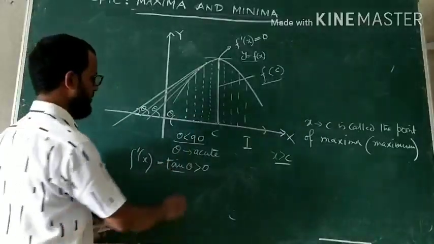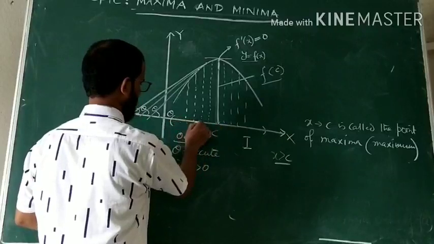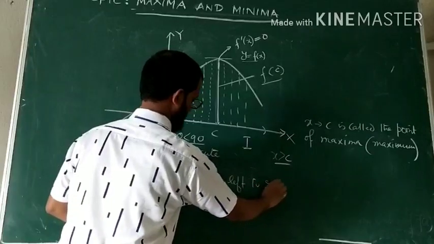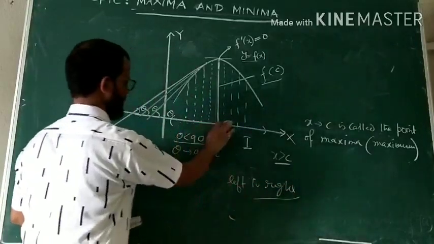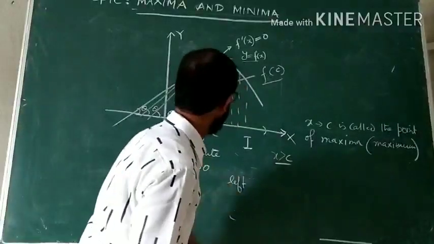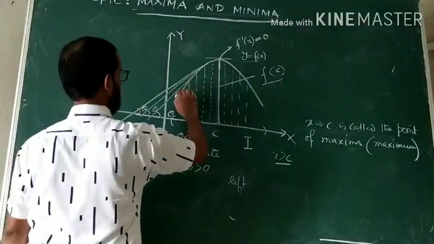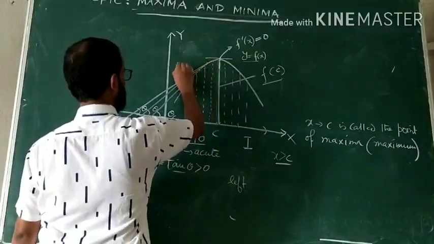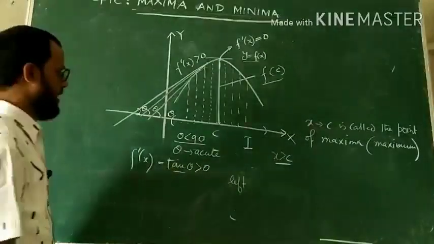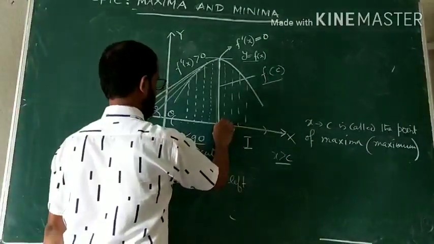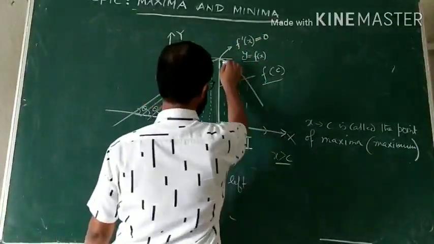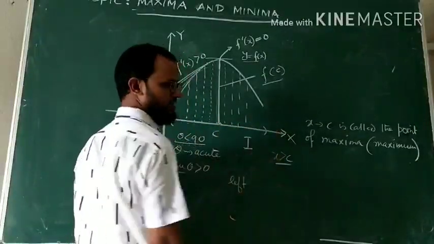That means whatever x is to the left of C, when x approaches C from left to right, all the f dash x values you are getting are positive. And exactly when x reaches the point C, f dash x equals 0.